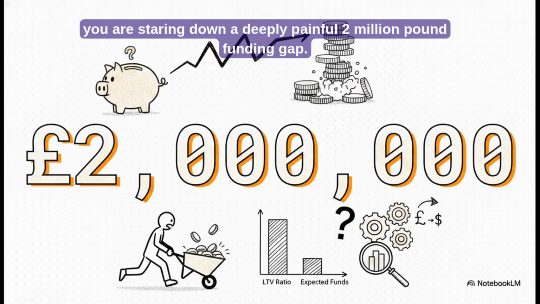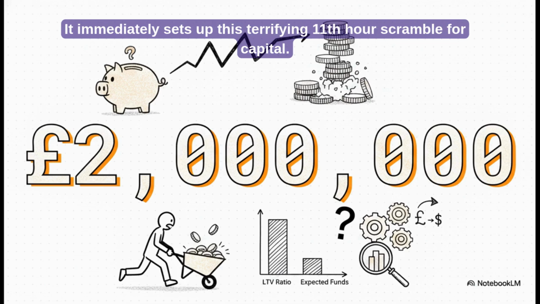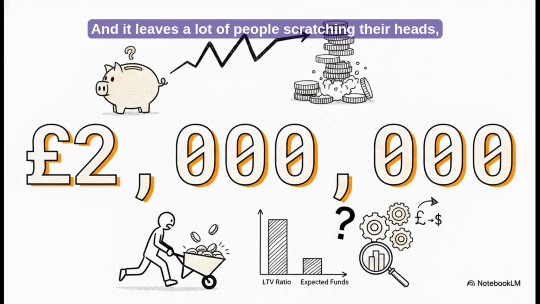Well, suddenly you are staring down a deeply painful £2 million funding gap. And honestly, this is a really frustrating reality that so many sponsors face. It immediately sets up this terrifying 11th hour scramble for capital, and it leaves a lot of people scratching their heads wondering why a perfectly great LTV ratio just isn't enough to secure the funds they expected. Well, today we are going to solve that exact mystery.